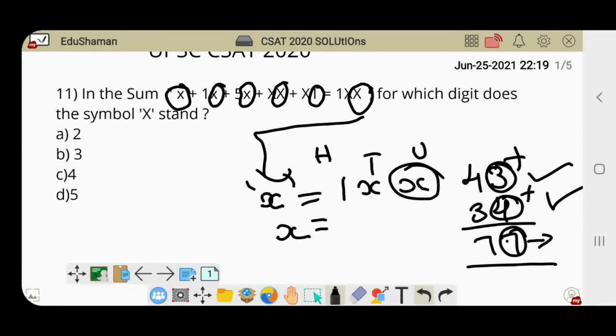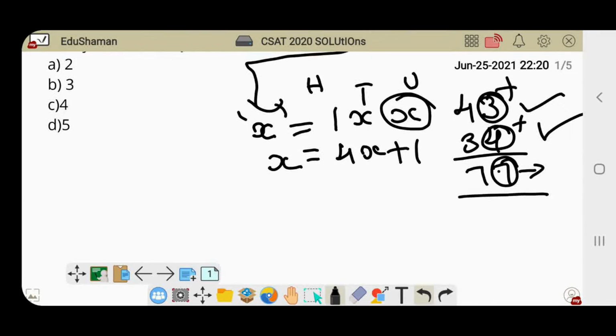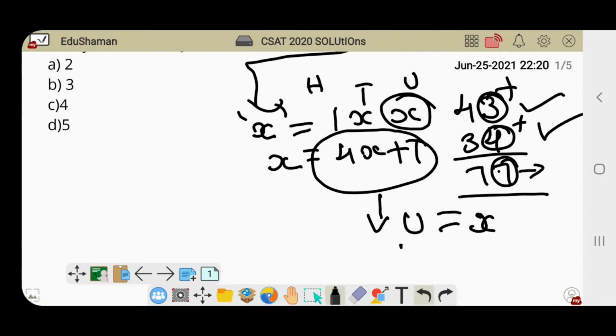So let's see how many x are there. x plus x plus x, x plus x plus x plus x plus 1, that is 4x plus 1. So when we add the constituents together, we get this 4x plus 1. So the units place of this particular number would be equivalent to x. So let's try it out with the options.